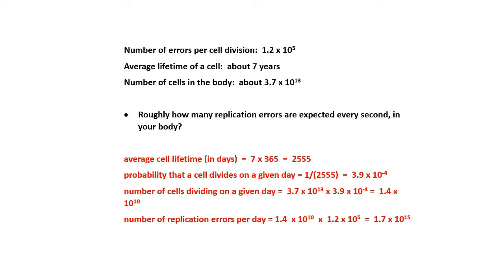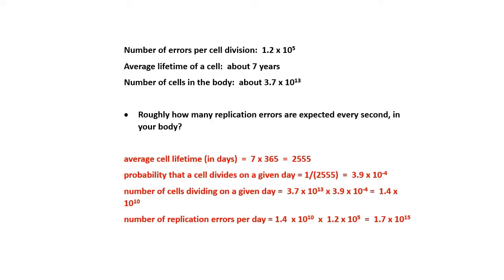So because you've got this replication frequency of about 1.2 times 10 to the 5, so 120,000 errors per cell division, then if you have 14 billion cell divisions, you can multiply those together and you get this scary number of 1.7 times 10 to the 15.